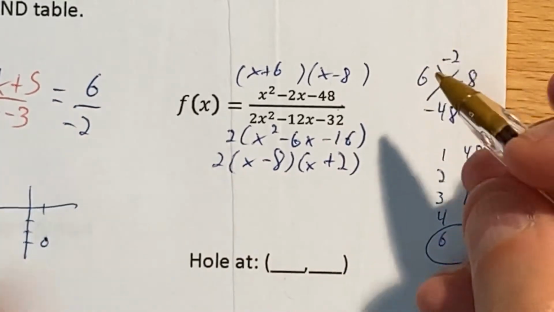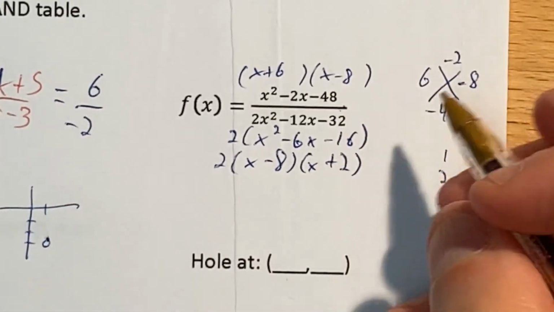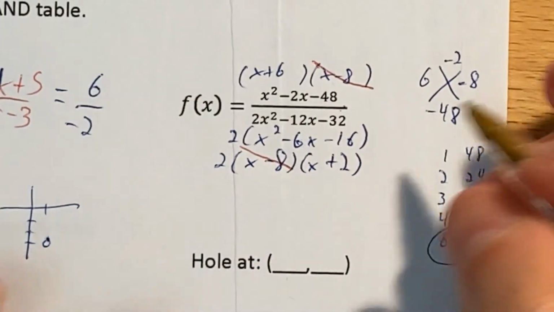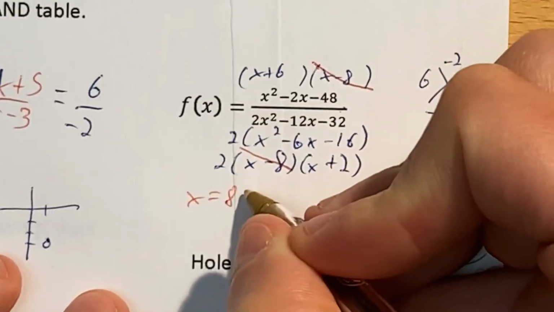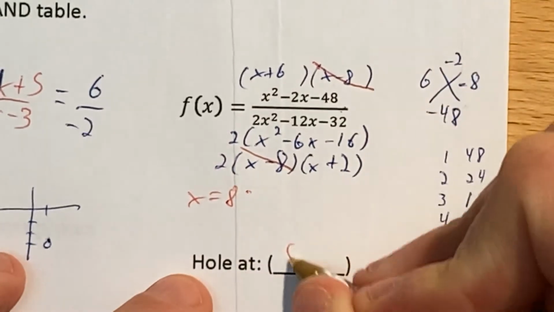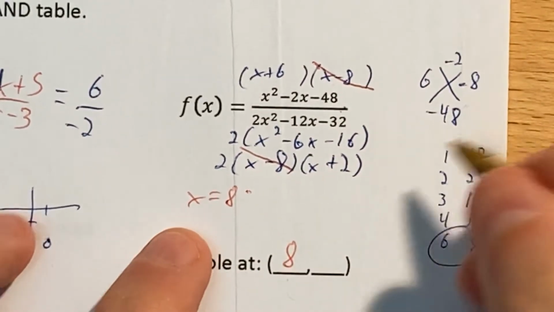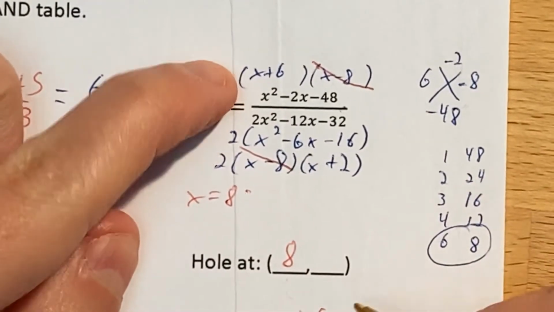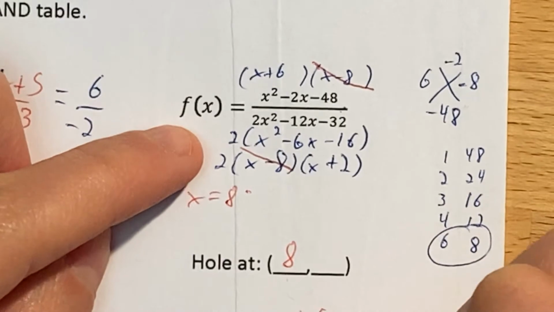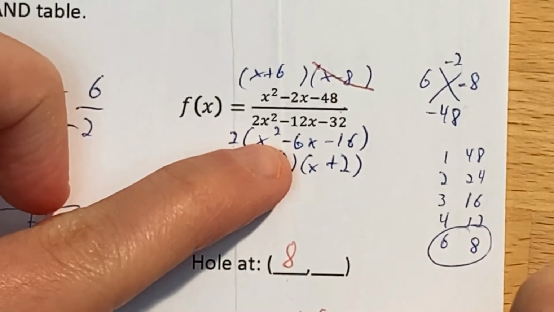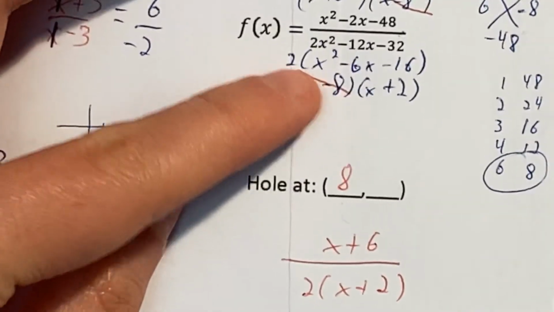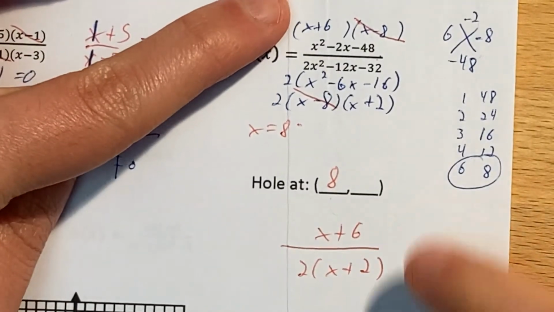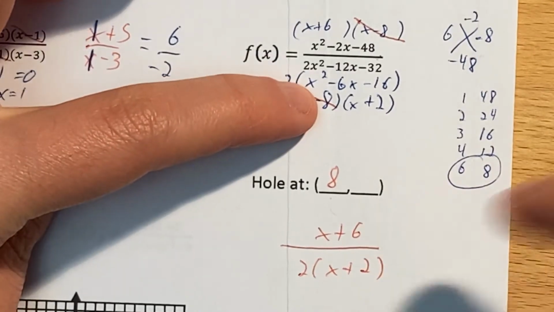So it looks like this time, what cancels? Yeah, x minus 8. And if you take that and set it equal to 0, you get x equals 8. But when you simplify, you still have on top x plus 6, and on bottom, you have this 2 and an x plus 2. So I'm just writing that down here, if you can't see. X plus 6 still on top, and the 2 and the x plus 2 on bottom.